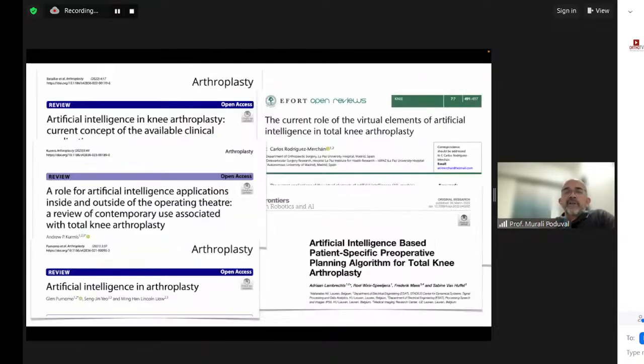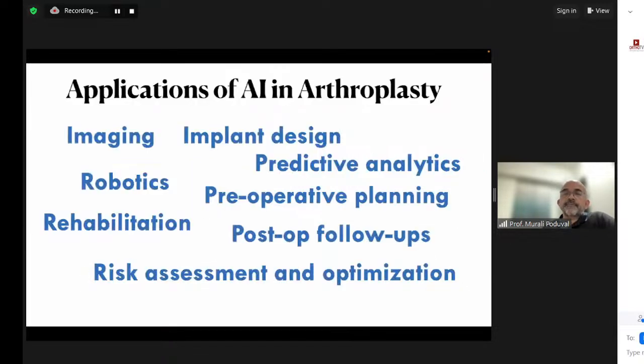And I would be referring to some of these papers, especially those which you can see on your right from the journal Arthroplasty, as I take you through some of the possible applications of artificial intelligence and machine learning in the field of knee arthroplasty.